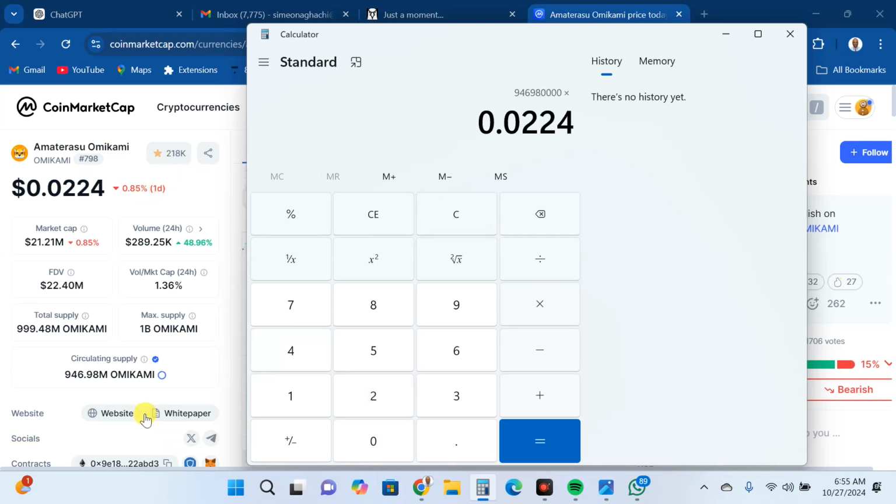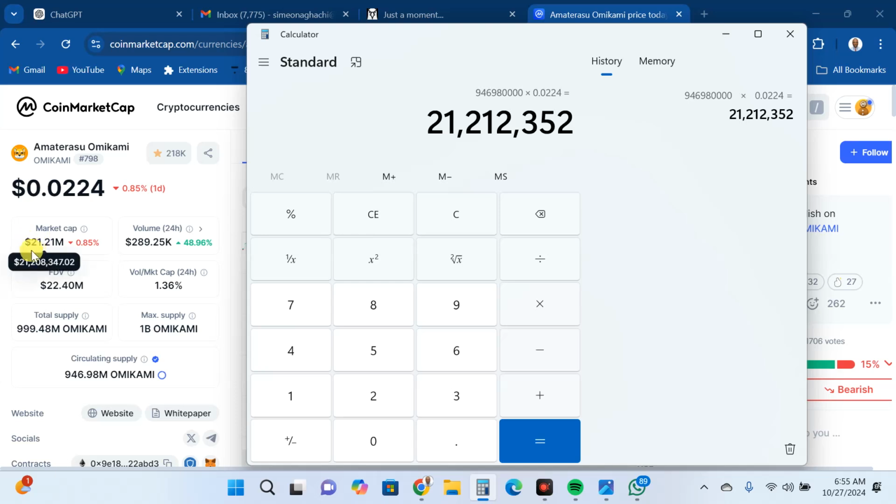So we now multiply this by the current market price, which is 0.0224. So what do we have here? We have 2.2 million dollars market cap. And what do we have here? Does it correspond? Yes, we have 21.2 million, sorry. And here we also have 21.2 million. So that's how to calculate market cap of any project.